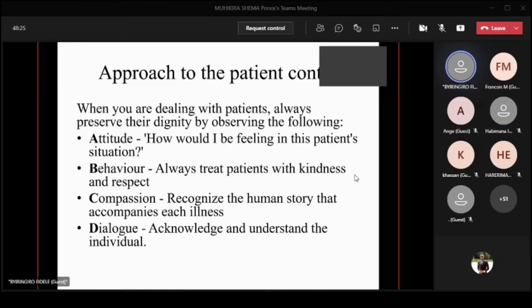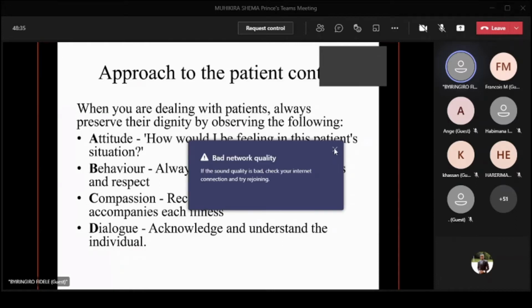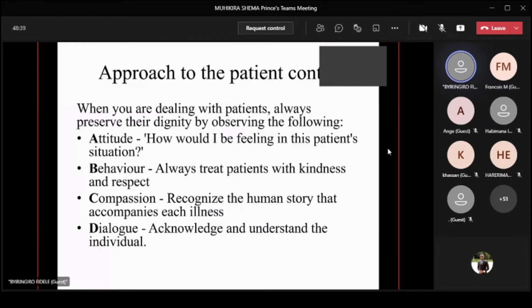With patients, always preserve their dignity by observing the following: attitude, compassion, and dialogue. How would I be feeling in this patient's situation? That's your attitude. The behavior is always to treat the patient with kindness and respect. And you have always to recognize the human story that accompanies each illness. It's not only about the disease, it's about the story behind or around the disease. And you have to acknowledge and understand the patient who is in front of you.